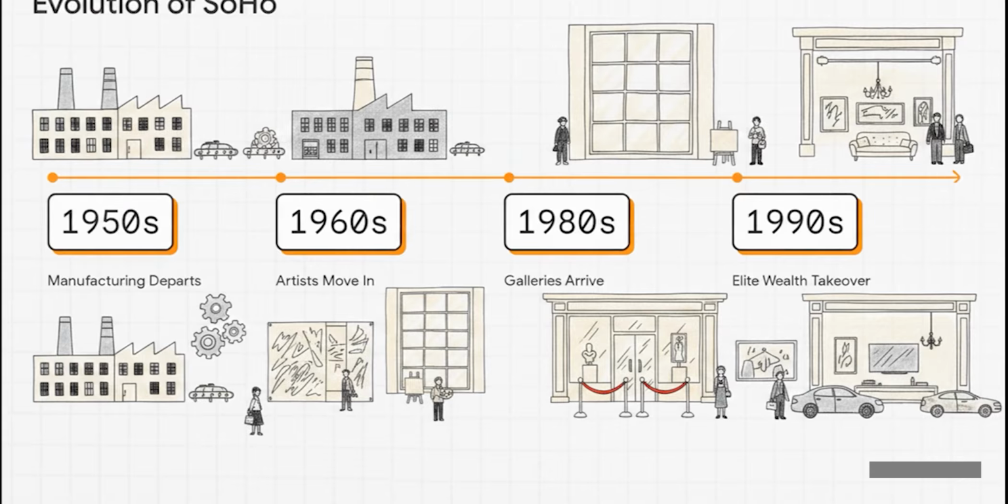But you can probably guess what happens next. The artists fix up the spaces, trendy art galleries move in to sell the work, and the neighborhood becomes incredibly desirable. By the 1990s, folks with immense wealth realized that these raw lofts made for incredible, unique living spaces. So they moved in, bought everything up, and ironically priced out the very artists and galleries that made the neighborhood so cool in the first place.